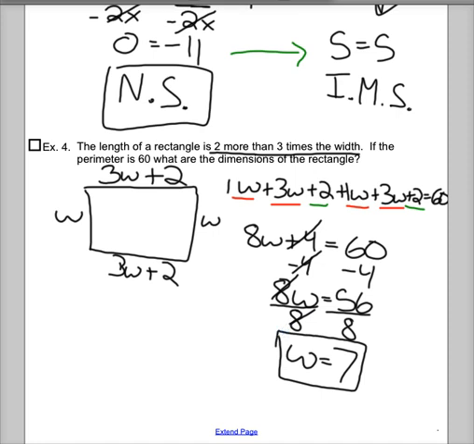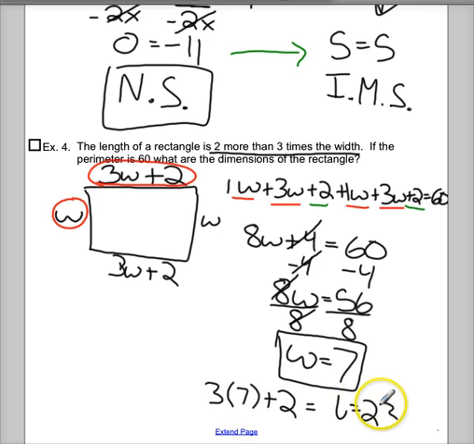Now, remember, it wants both dimensions of the rectangle. So even though we have that, that's not quite the end of our problem here, okay? We also need to find the length. Well, thankfully here, if we have the width, we can use that to find our length. So now we just have to plug 7 in for the W, and that'll give us the length. So 3 times W, which is 7, plus 2. If we calculate that, 3 times 7 is 21, plus 2 more, that means that the length is going to be 23.